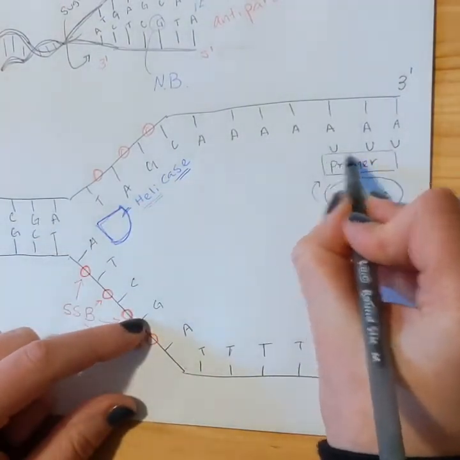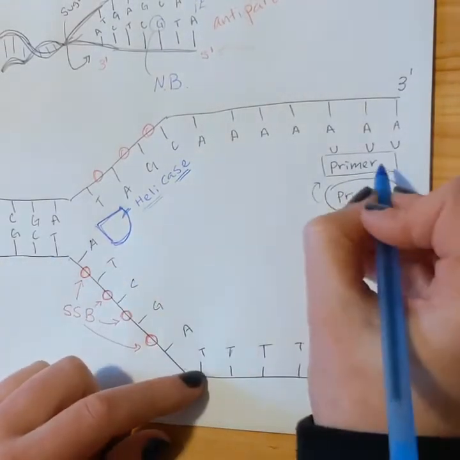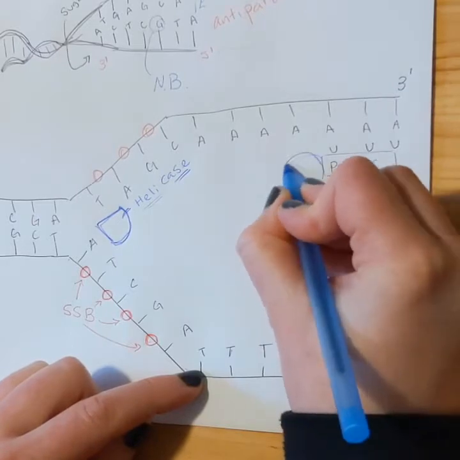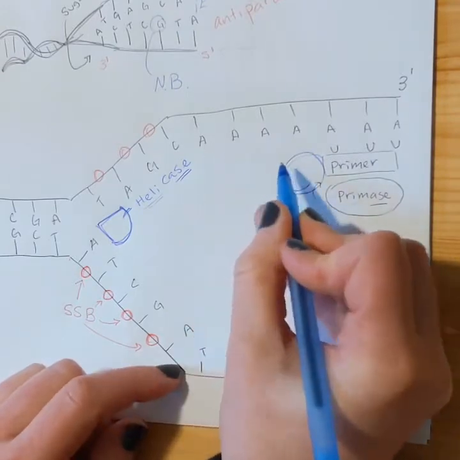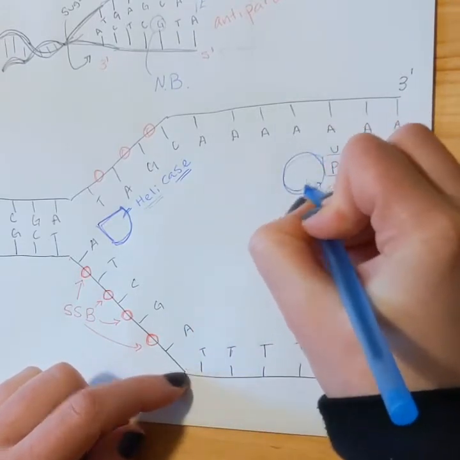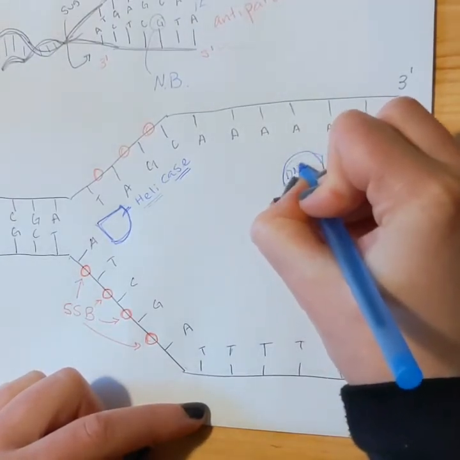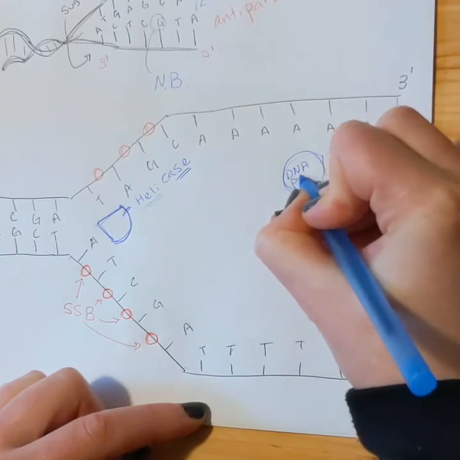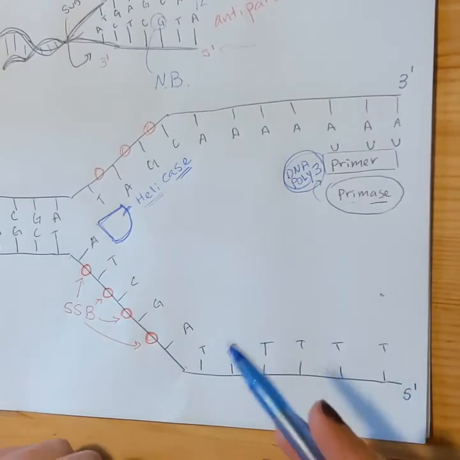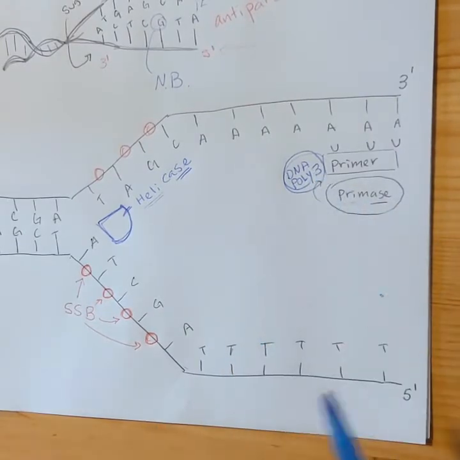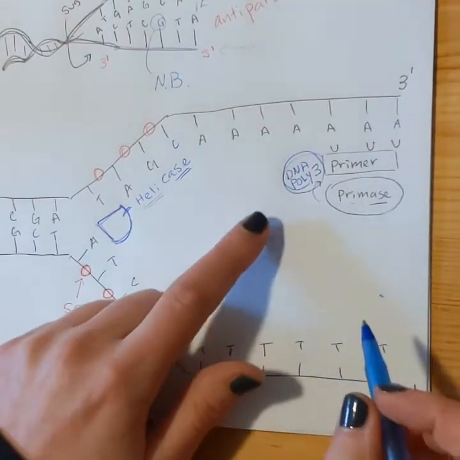So now that I have this primer that matches my single-stranded DNA, I can have another enzyme attach onto this and start to synthesize a piece of DNA that matches my original strand. This enzyme that synthesizes the DNA is called DNA polymerase. I'm going to call it poly. DNA poly 3. You might be wondering why it's called 3. They were named in order of discovery, so DNA polymerase 1 was found first, and then 2. This is the third one to be discovered.